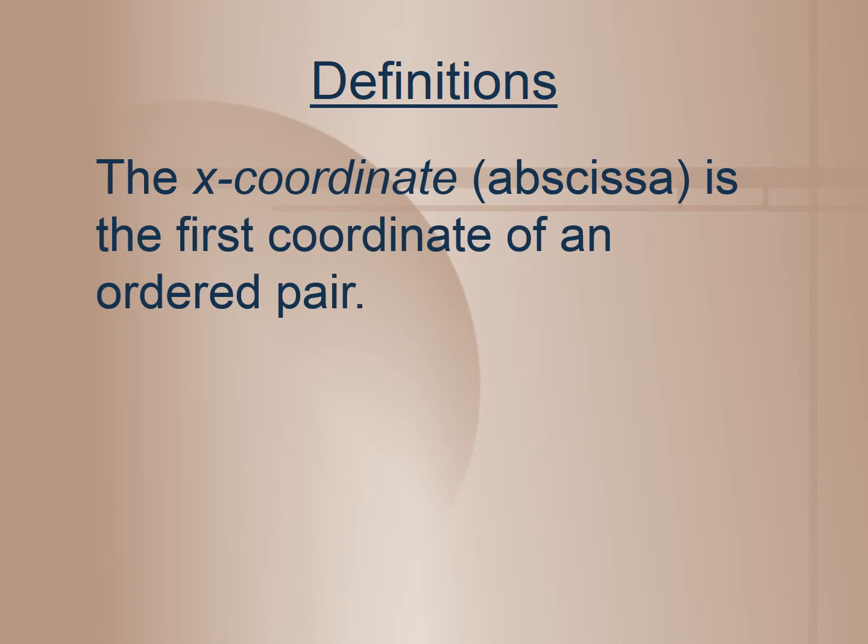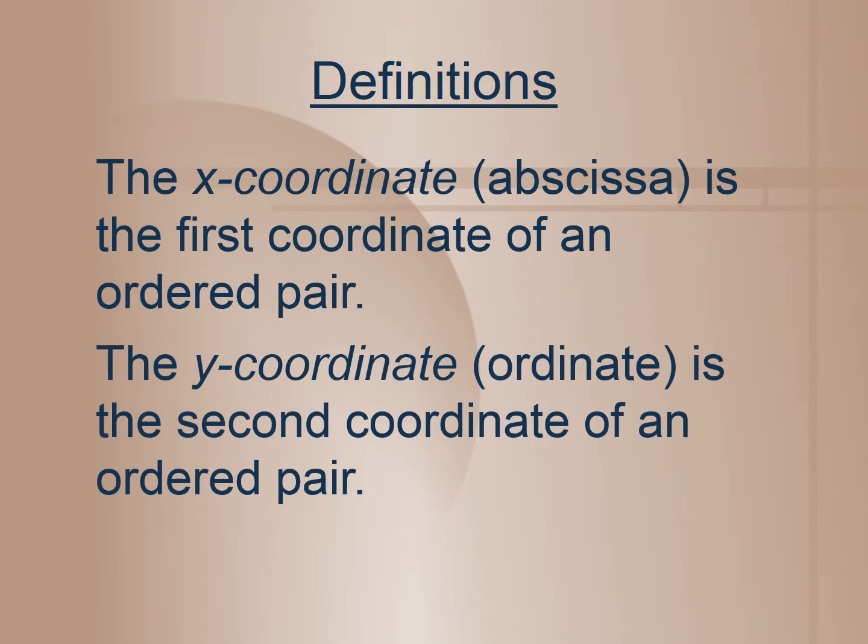The x coordinate has a formal name. It's the abscissa, and it is the first coordinate of the ordered pair. And then the y coordinate, which has a formal name as well, the ordinate, is the second coordinate of the ordered pair.